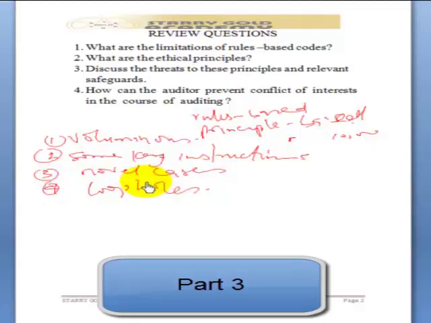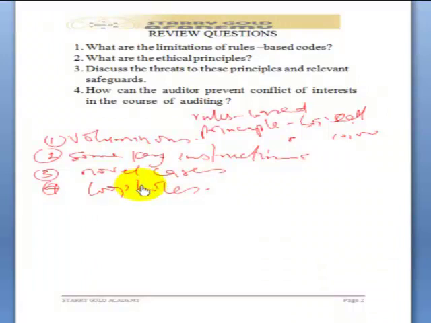People can easily find loopholes with rules-based code. So those are some of the limitations and challenges that rule-based systems can have. Now, secondly, the second question says, what are ethical principles?